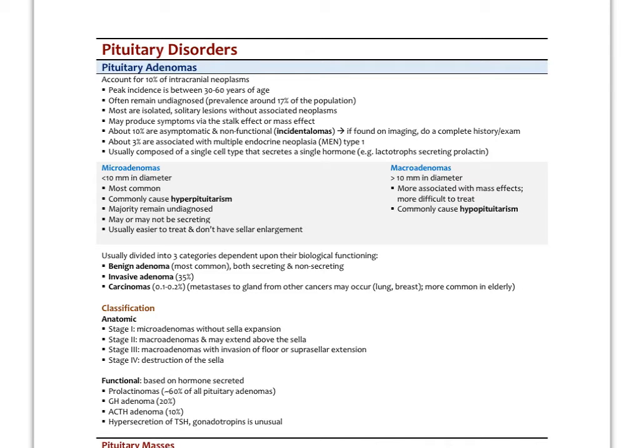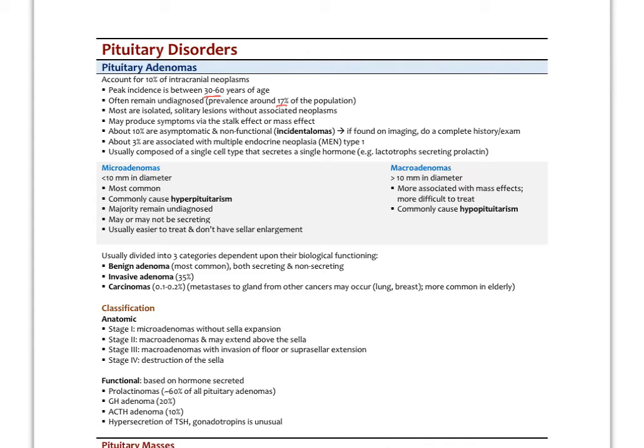They primarily cause hyperpituitarism. And they account for about 10% of all intracranial neoplasms. The peak incidence is between 30 and 60, and a lot of them remain undiagnosed, and we think there's a general prevalence of about 17% in the population. Most are isolated, solitary lesions without any associated other neoplasms, and they can produce symptoms either by hypersecreting the individual hormone that the cells are derived from, or they can compress the stalk of the infundibulum, and I'll talk about that. That's called the stalk effect.